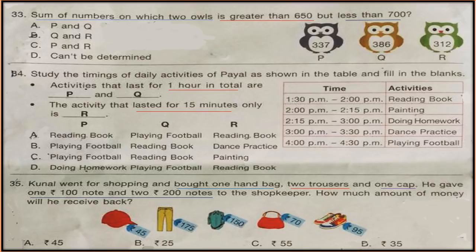So Kunal bought one handbag, two trousers and one cap. And he gave one 100 rupee note and two 200 rupee notes to the shopkeeper. So how much amount of money will he receive back?